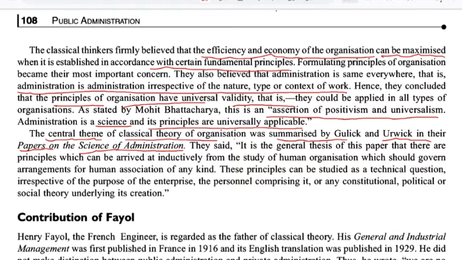Means administration is a science and its principles have universal validity. They are applicable in the same manner irrespective of the nature of the organization, the personnel comprising it, or any constitutional, political, or social theory underlying its creation. It is the same. Administration means administration, no matter what we are dealing in.